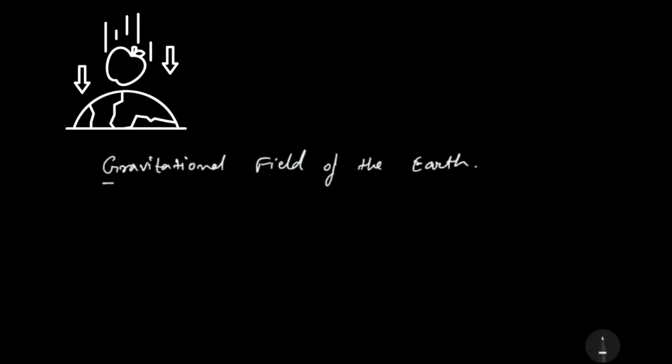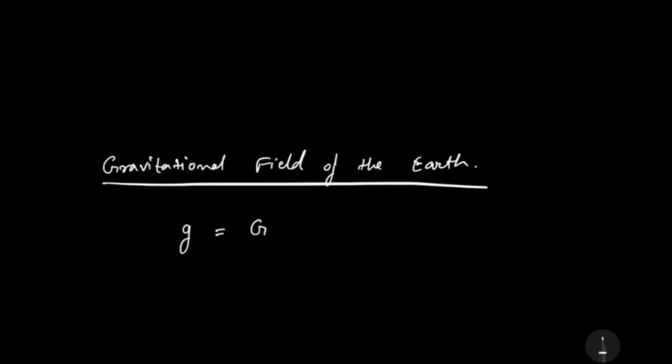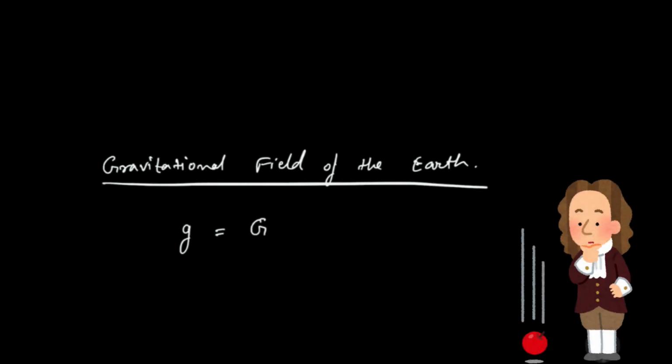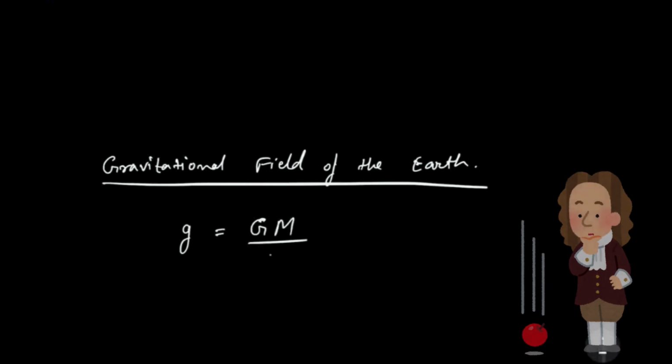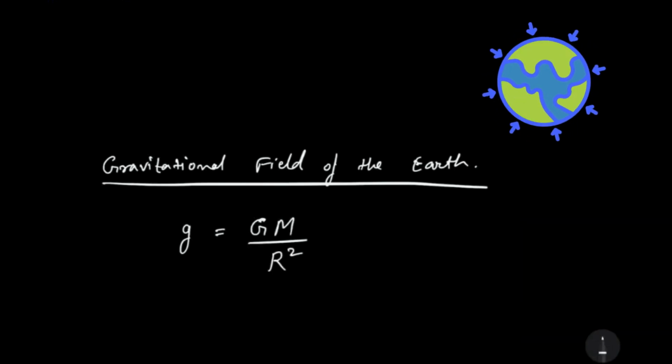Gravitational field of the Earth, we denote it by this g, and we express it in terms of Newton's laws of gravitation. That would be G, mass of the Earth, upon radius of the Earth whole square. Yes or no?